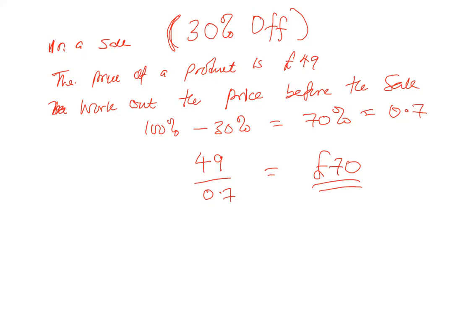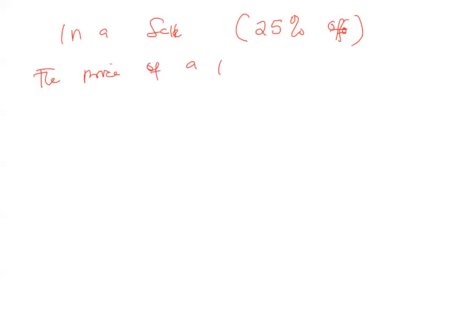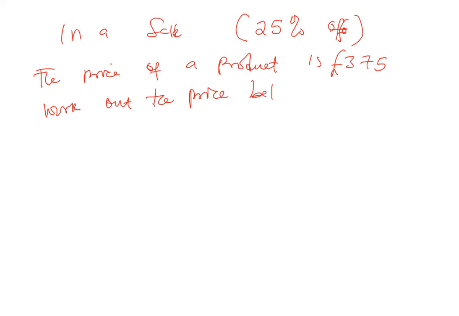So I will ask you to try one now. In a sale, just say 25% off, the price of a product is now 375 pounds. Work out the price before the decrease.